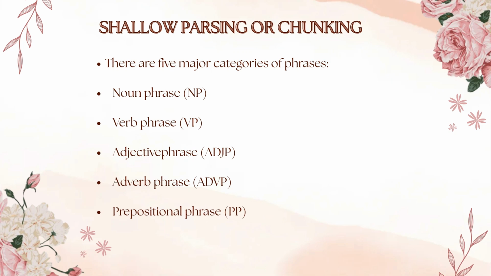So next, the second type of parsing is shallow parsing or chunking. So there are four major techniques. First one is POS tagging. Second one is shallow parsing, or simply we can say chunking. So based on the hierarchy, groups of words make up phrases. There are five major categories of phrases.